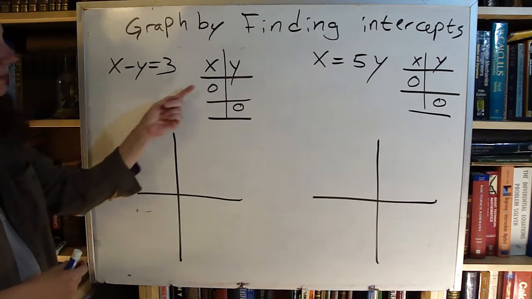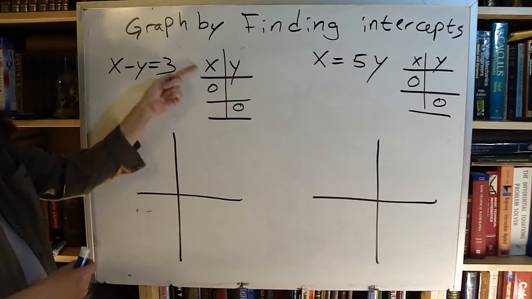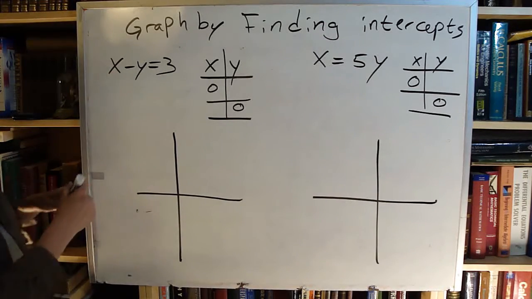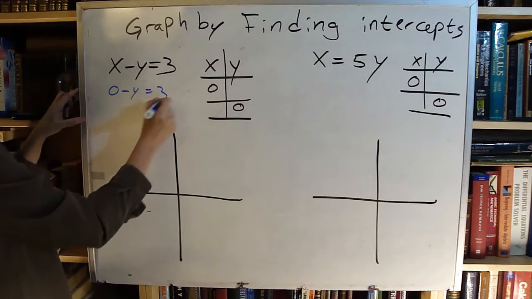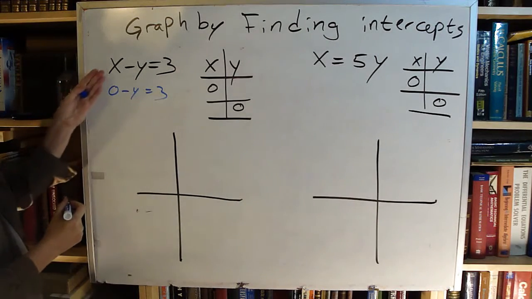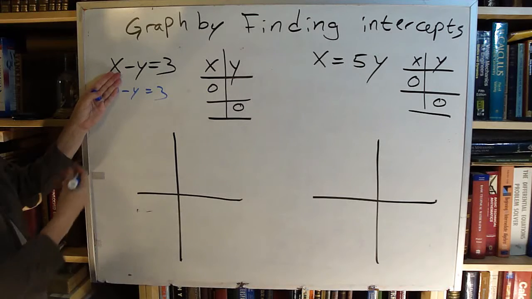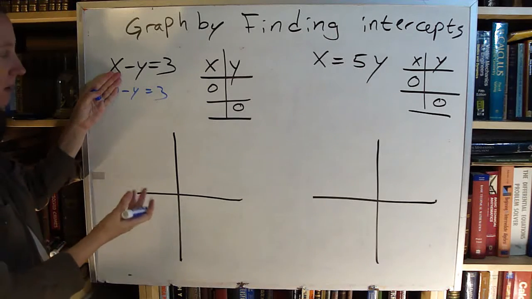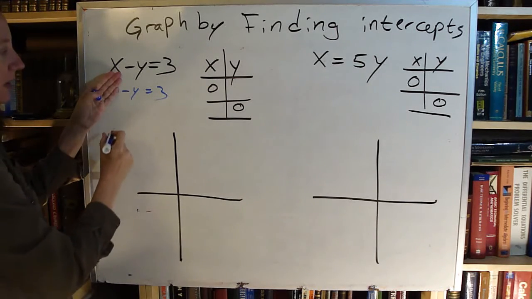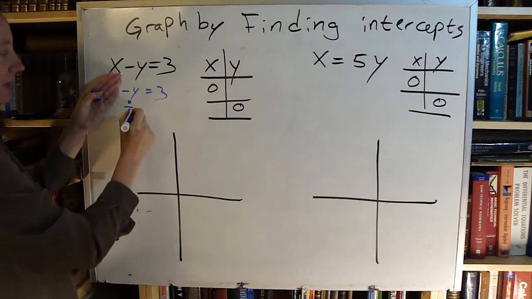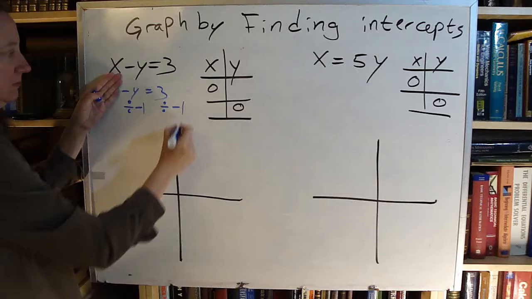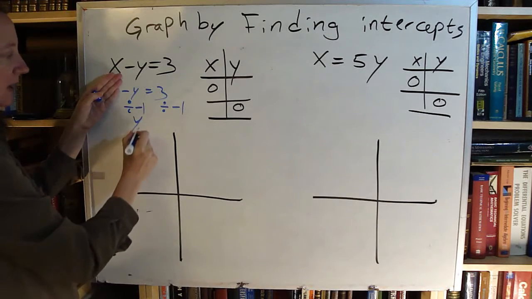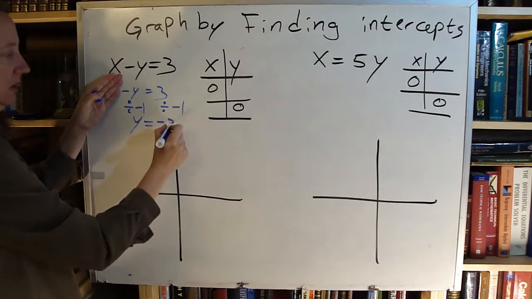So I'm going to put the 0 in for x. So 0 minus y equals 3. 0 minus y is just negative y, so negative y equals 3. Divide out that negative. I have y is negative 3.